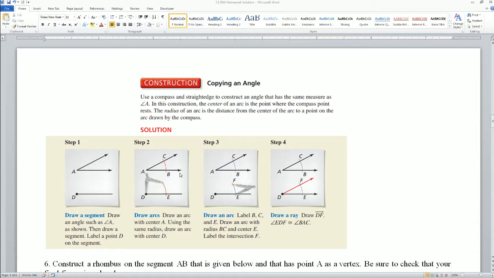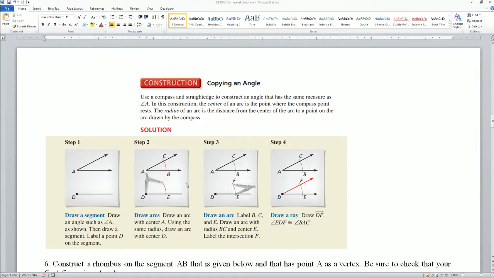So they made an arc here from B to C. They copied that same arc but using the point D here. Likewise, step 3, label B, C, and E. Draw an arc with a radius BC and center E. Label the intersection F. Next, draw the ray from D to F. Once you draw the ray, you have two angles that are the same.